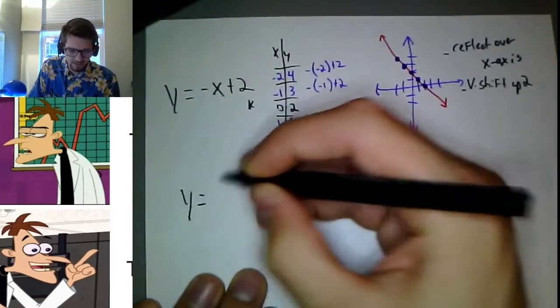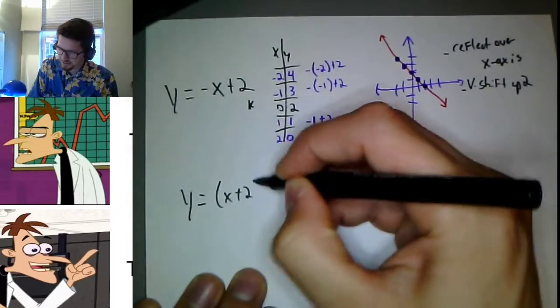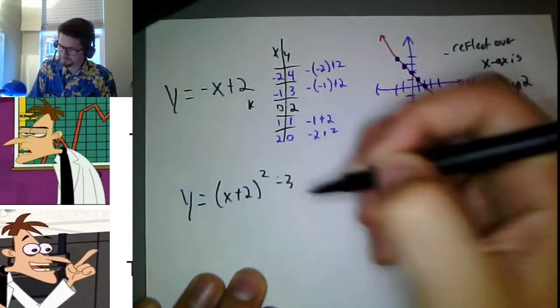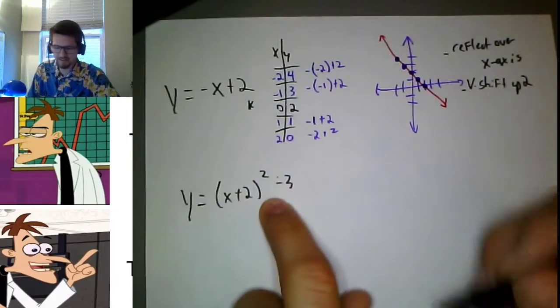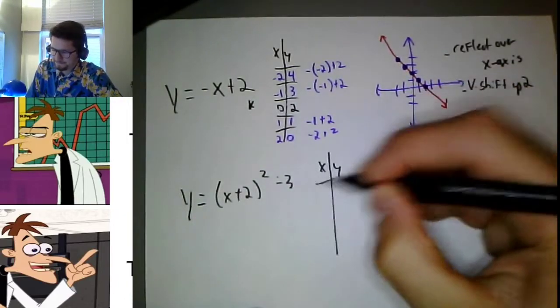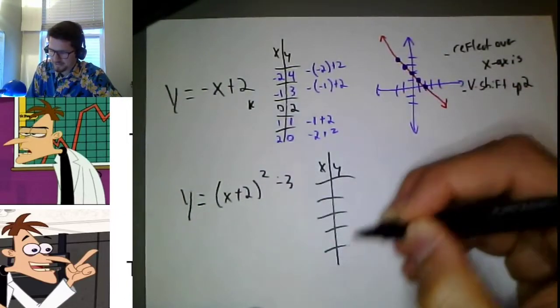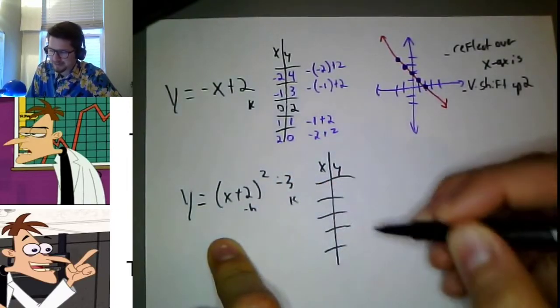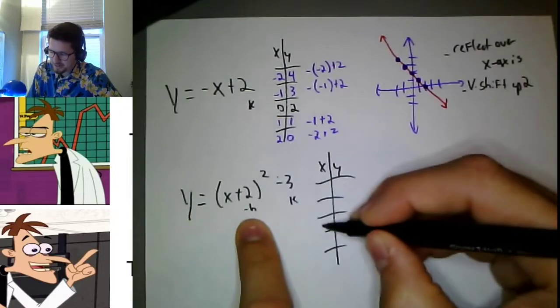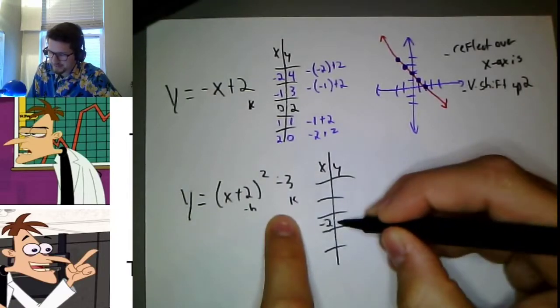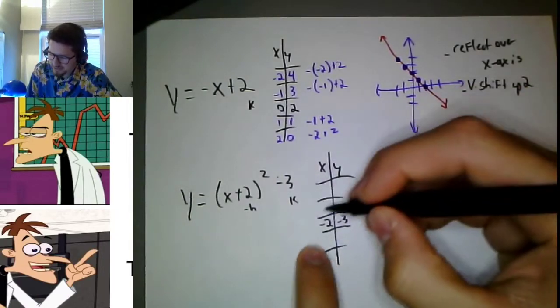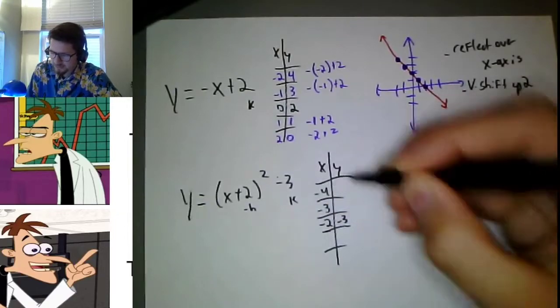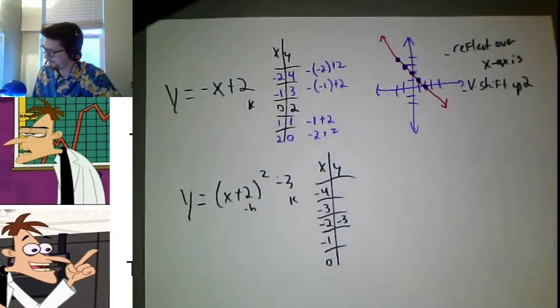Quadratic. y equals x plus 2 squared minus 3. That's supposed to be a minus. XY t-table. What's my vertex? Opposite of h, keep my k. What's the opposite of 2? Negative 2. Keep my k, negative 3. I'm going to go down 2, negative 3, negative 4, and up 2, negative 1, 0.